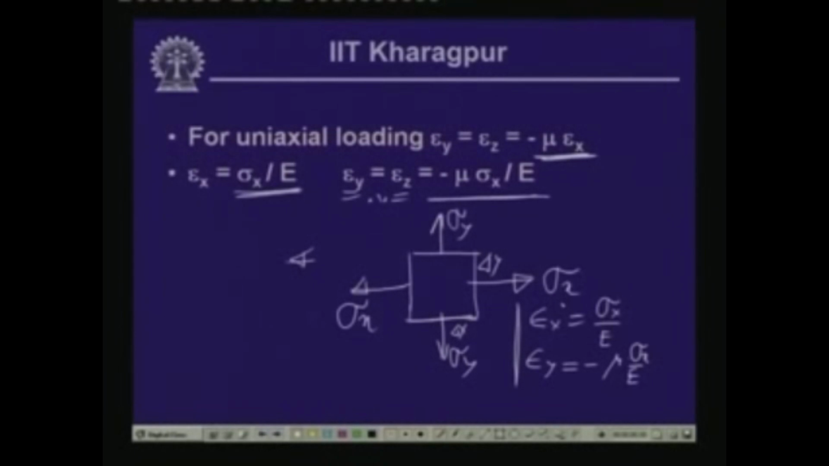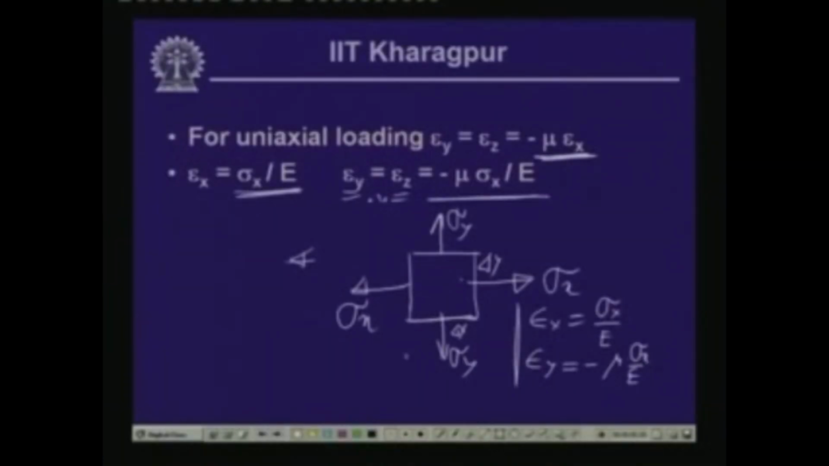When the plate element is being pulled in the y direction and having no load in the x direction, it will undergo elongation in the y direction, and thereby there will be contraction in the x direction, as per the Poisson's definition. So, when it is being pulled by sigma y, we have the strain epsilon y equal to sigma y by E, and correspondingly epsilon x is equal to minus mu times sigma y by E.